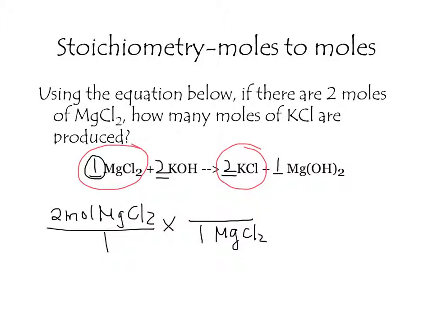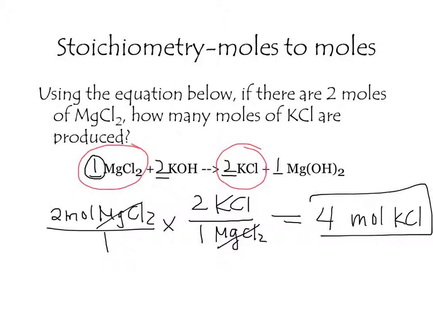Okay? Now I'm going to put the other number, for KCl, on the top, because this is what we're trying to find out how much we made of. These units cancel out, and I'm left with the units mole KCl. Then I just multiply out the numbers, which means I have 4 moles of KCl. Okay.